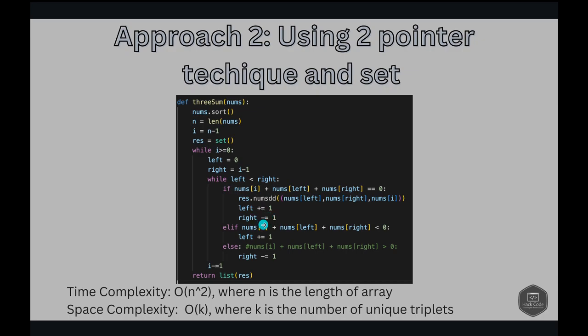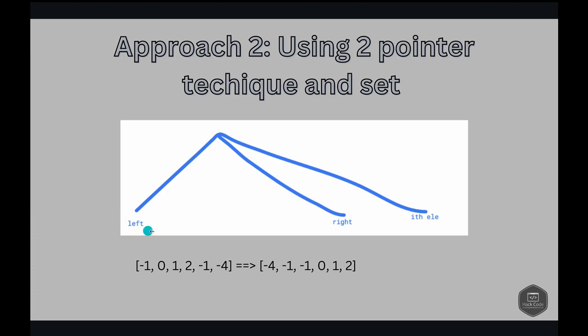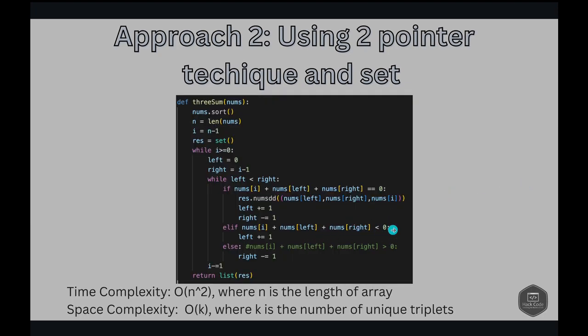Since we are done with this set of elements, we move the left pointer by 1 and the right pointer by minus 1, to find any other valid triplet. If the sum is less than 0, since we are in a sorted array, we have to move the left pointer to plus 1, which gives more possibility of getting a sum equal to 0. That's why we move the left pointer plus 1.